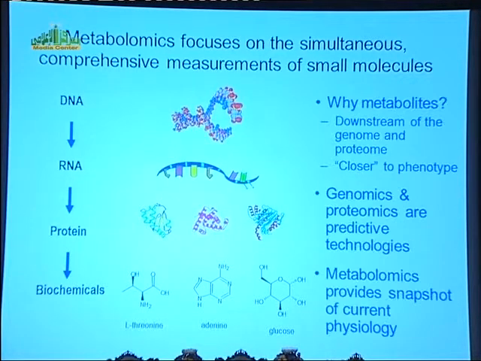So the next question is, why bother with metabolites and metabolomics? Well, if you want to argue the case, they're downstream of the genome and proteome and closer to the phenotype. Very subtle changes in RNA or protein levels can have big changes in metabolism. Again, we can argue that the genes and the proteins are just predictive of what is happening at the physiologic level, and so metabolomics provides a snapshot of that.